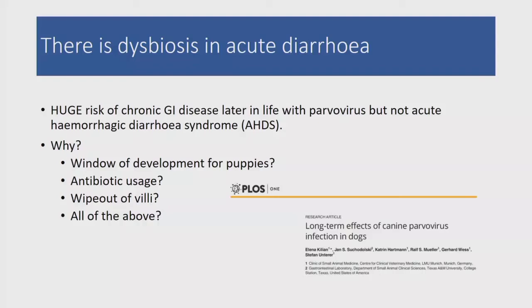This same group also have an unpublished study where they're looking at acute hemorrhagic diarrhea syndrome, which is thought to be due to a clostridial toxin, usually in adult dogs, young adult dogs, and it's traditionally not treated with antimicrobials. And in an abstract presented recently, they found no increased risk in chronic GI disease. An area that I'd be really interested in looking at is what the impact on behaviour is on these particular dogs, parvo puppies, because their survey didn't look at behavioural abnormalities.